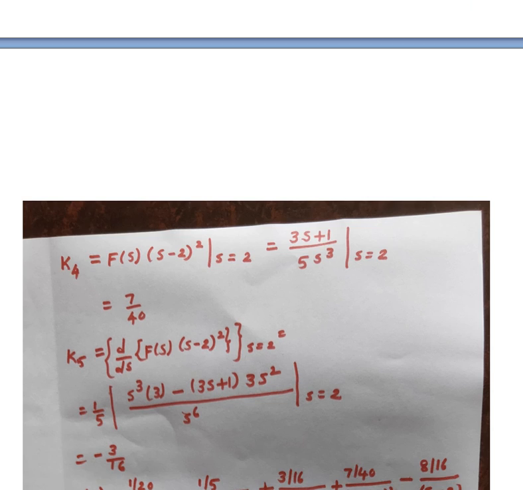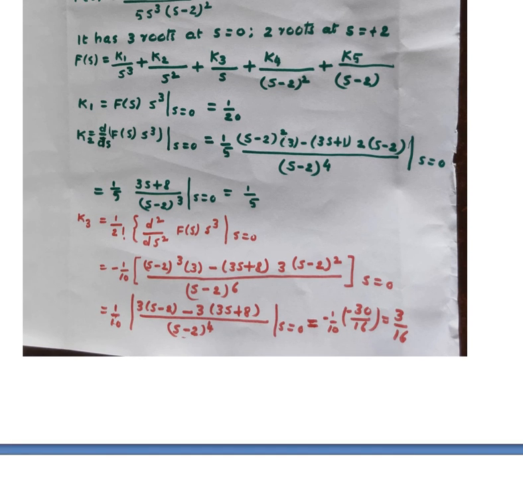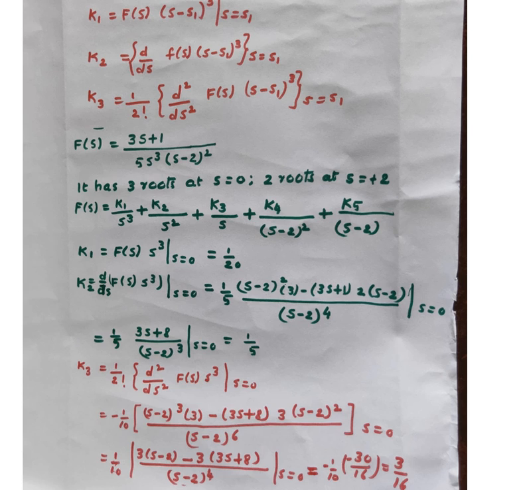So similarly k5. So we get like this. Multiply f of s with s minus 2 whole square. Differentiate it once. Substitute s is equal to 2. Then whatever you get, that is nothing but k5. So 1 by 5, that is available from the equation itself, f of s itself. So then you have the equation. So in that s minus 2 whole square is going to get cancelled. That is here. So what you end up with is 3s plus 1 divided by s cube.